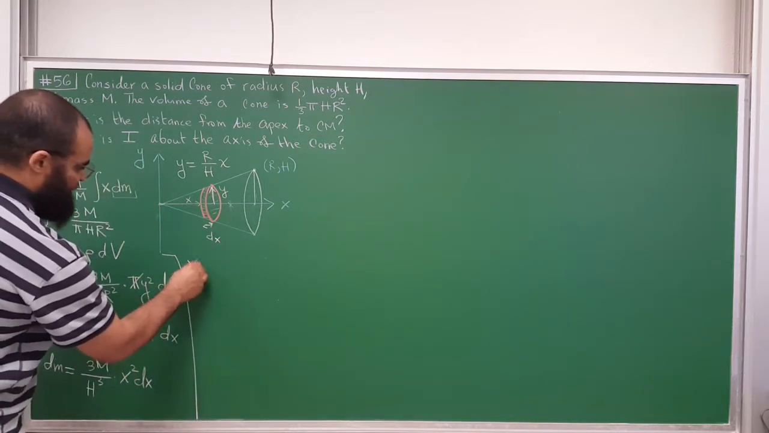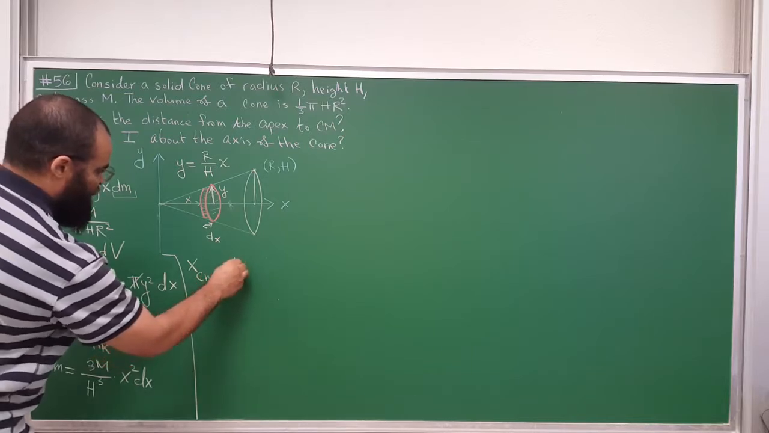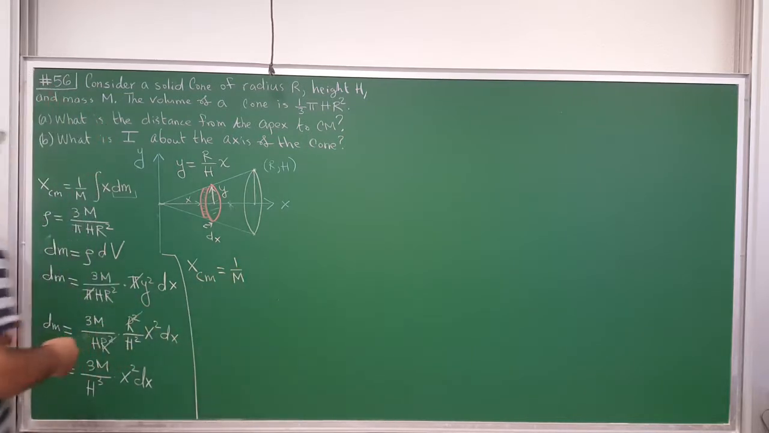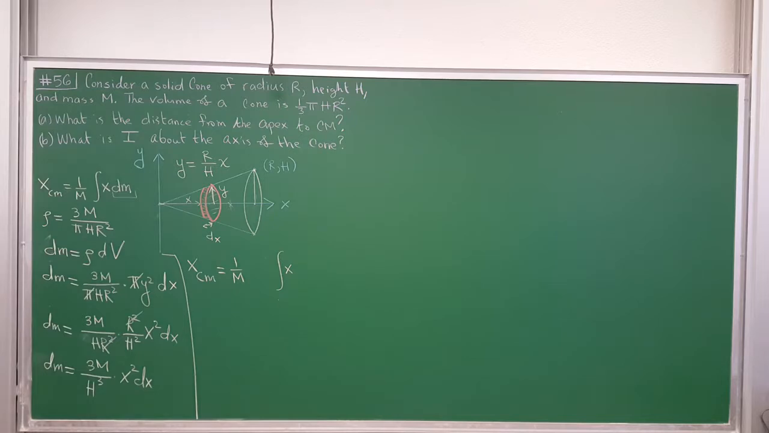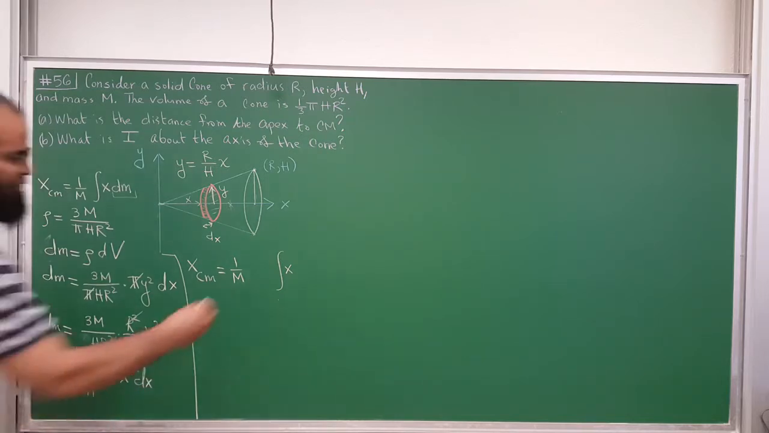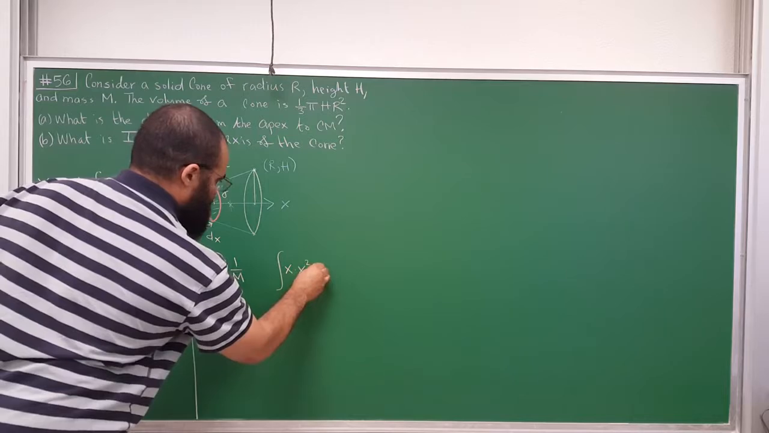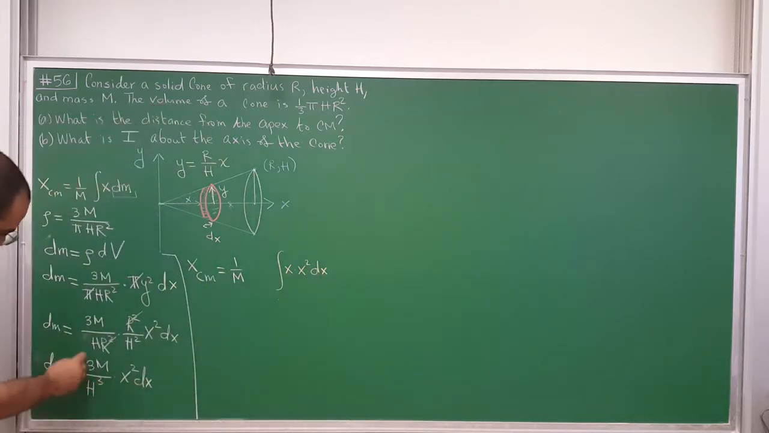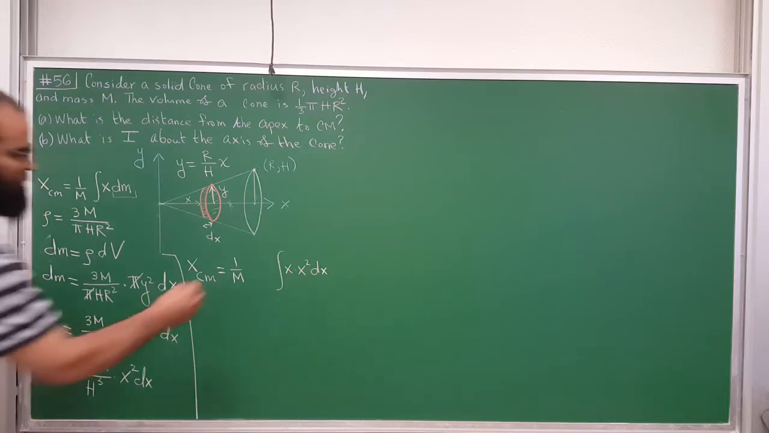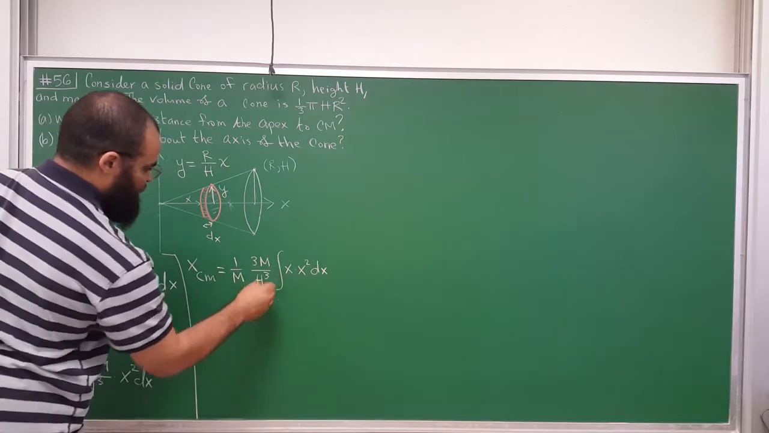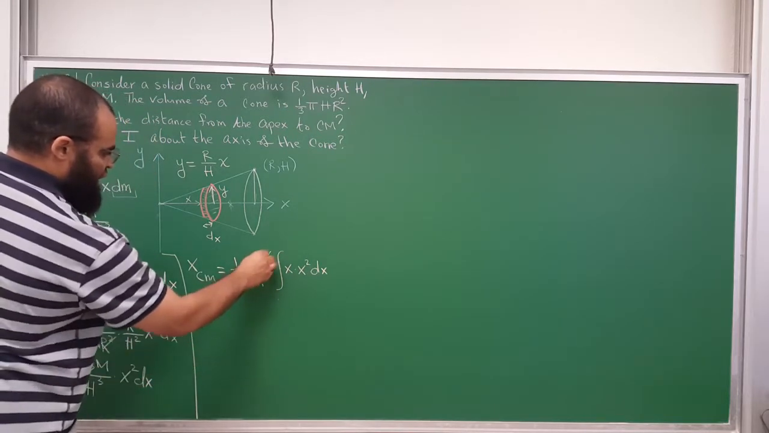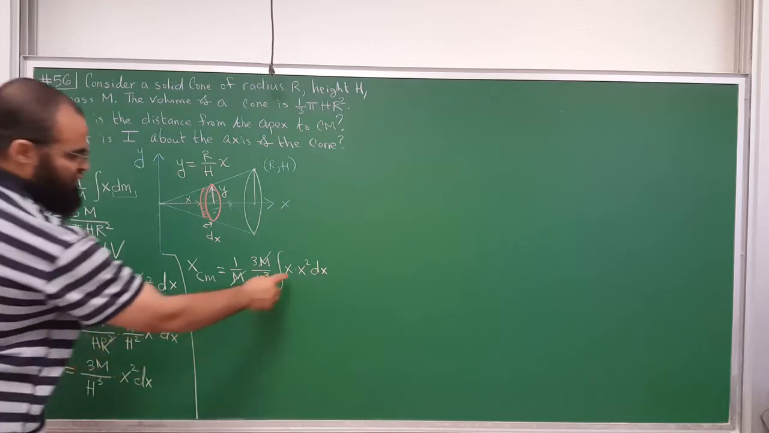So we get x center of mass will equal 1 over capital M times x dm. And then x times dm. Well, dm is x squared dx, and then times all this stuff. And this stuff can be pulled out of the integral. So I get 3 capital M over h cubed. So the M cancels. So here I have x cubed.